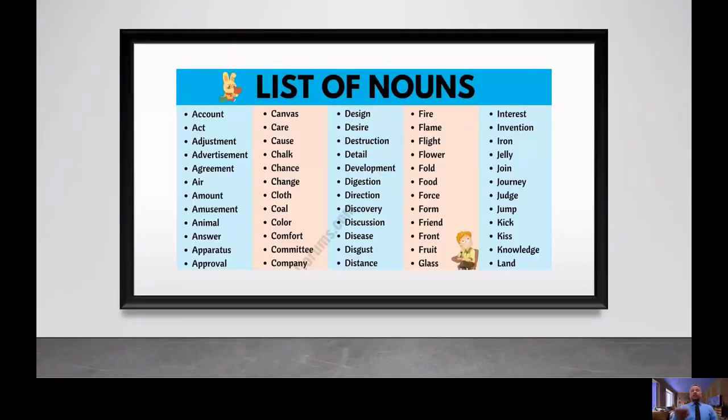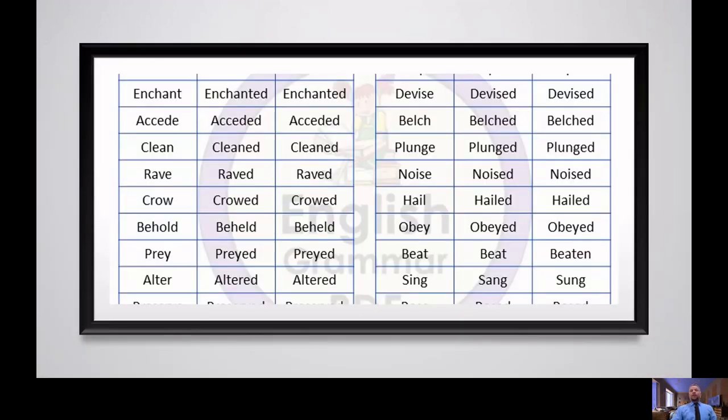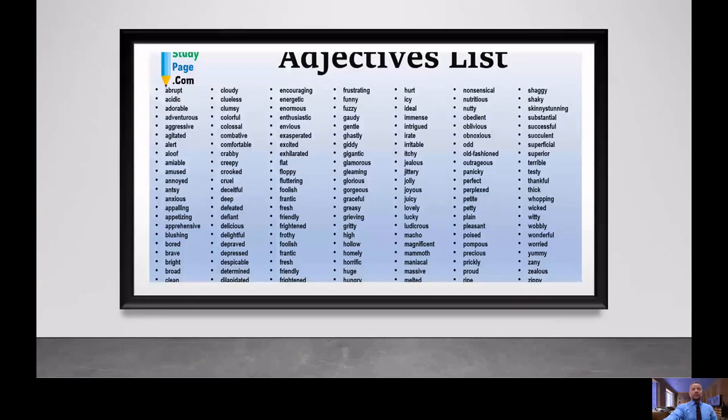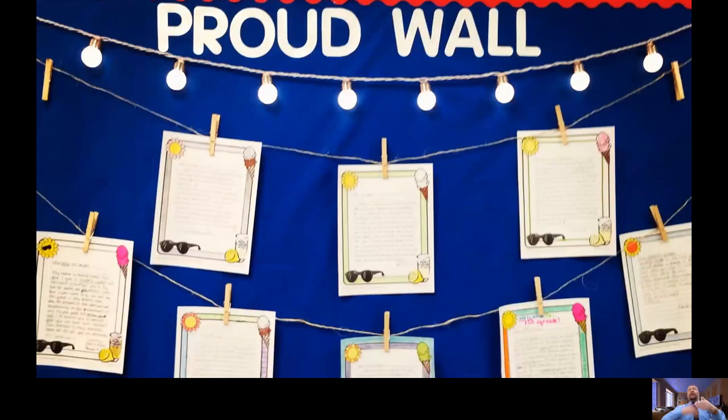For example, as I told you here, it will be one list of nouns, one list of verbs, but in three sections: base form, past form, past participle. One list of adjectives, and when you finish all the lists, I mean 5 lists, you will hang all of that on the wall. Put that on a wall, what we call the proud wall. Proud wall, because this is the best technique you got.